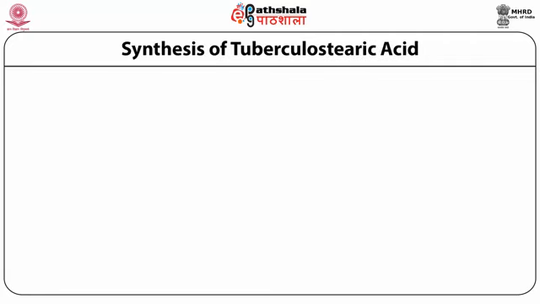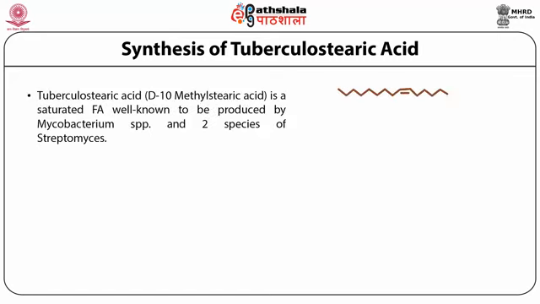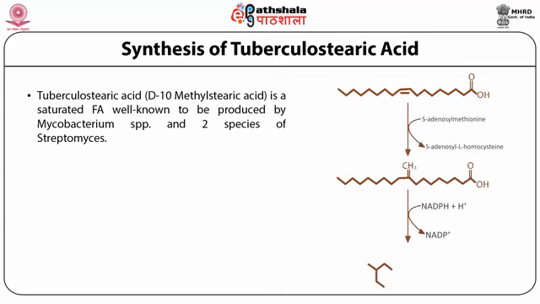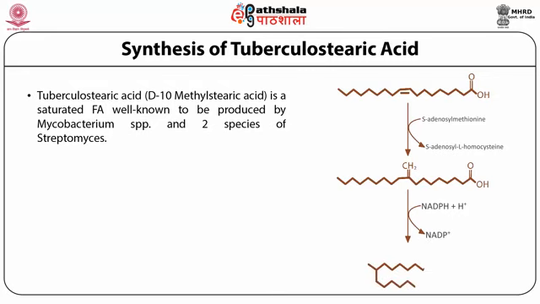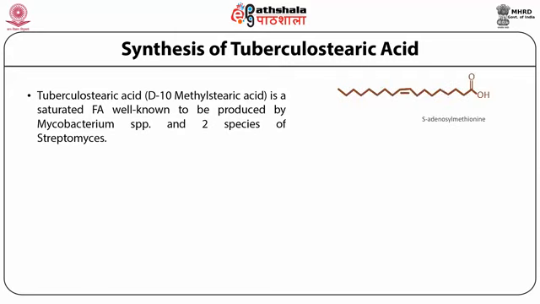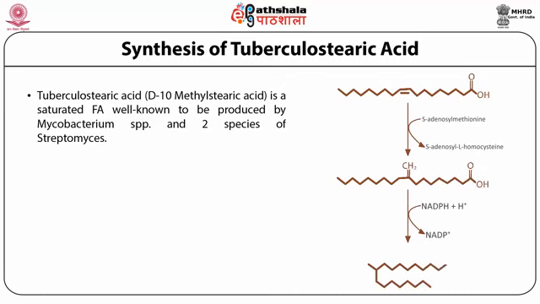Synthesis of tuberculostearic acid. Tuberculostearic acid, chemically known as D10-methylstearic acid, is a saturated fatty acid well known to be produced by Mycobacterium species and two species of Streptomyces.